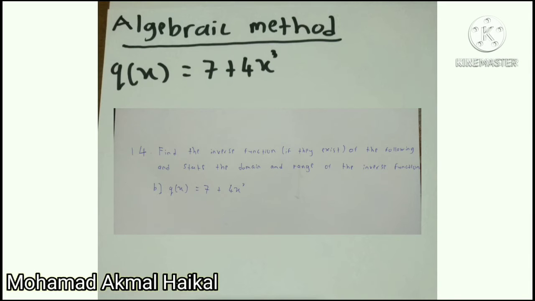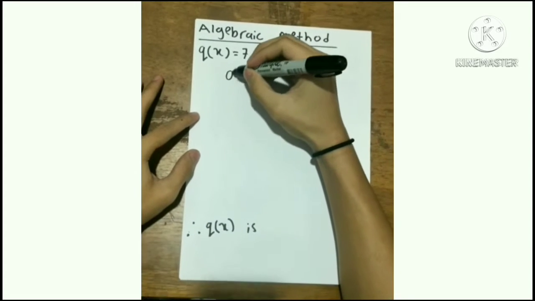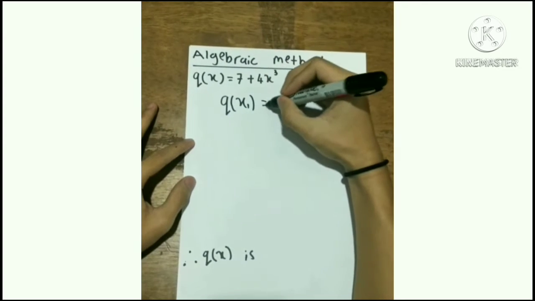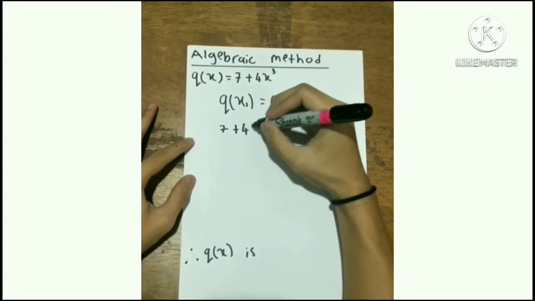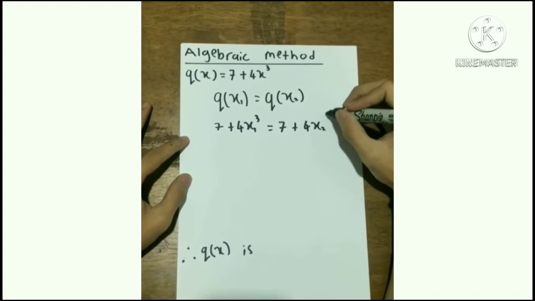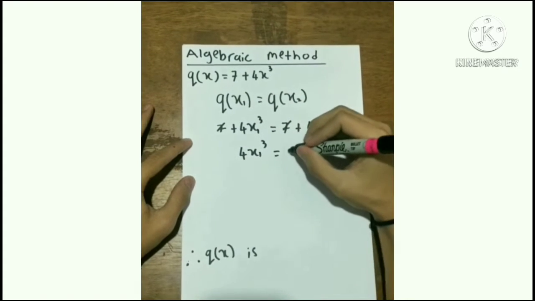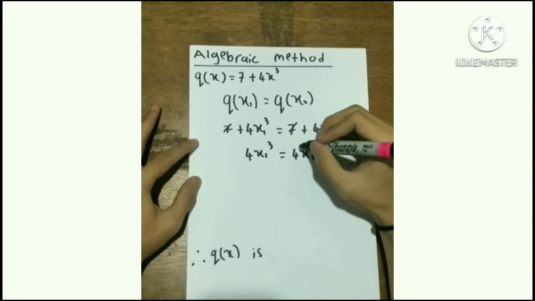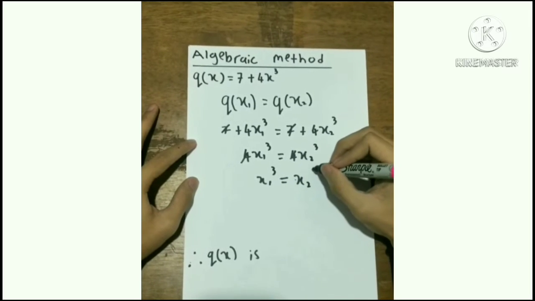Based on question 1b, they are given a function which is q(x) equals 7 plus 4x cubed. So we will be using the algebraic method to determine whether it is a one-to-one function or not. First, we let q(x1) equal q(x2). So we will get 7 plus 4 x1 cubed equal to 7 plus 4 x2 cubed. We can cancel 7 on both sides, and then we will get 4 x1 cubed equal to 4 x2 cubed. We can also cancel 4 on both sides, so we will get x1 cubed equal to x2 cubed.